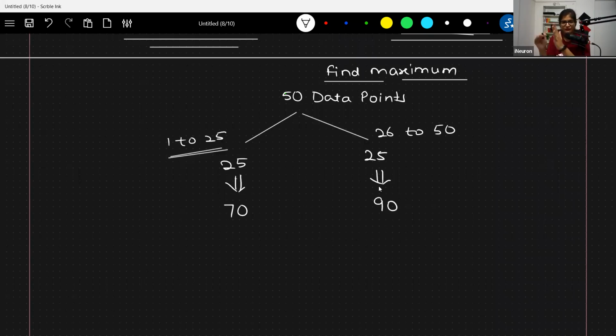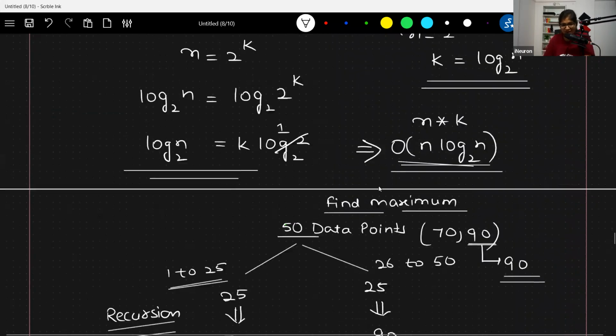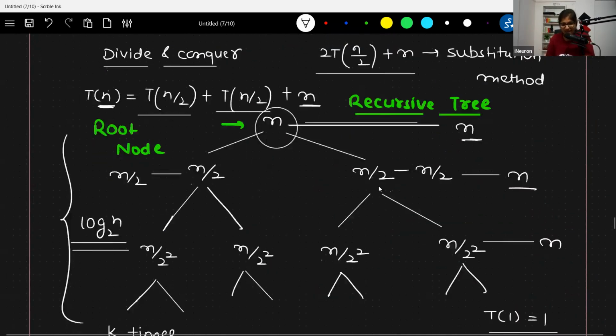Individually, on these 2 parts we apply recursion, and every part is responsible to give me the answer of the maximum number. It has a unique 25 numbers, and the other has a unique 25 numbers. So one gives me the number 70, and here it gives me the number 90. Then when it goes back to the root node, it just compares 70 and 90 and gives me 90 as the final answer. This is how recursion basically happens. Now in our case also, we are trying to split our number of records into 2 halves, n by 2 and n by 2 each, given by my recursive tree.